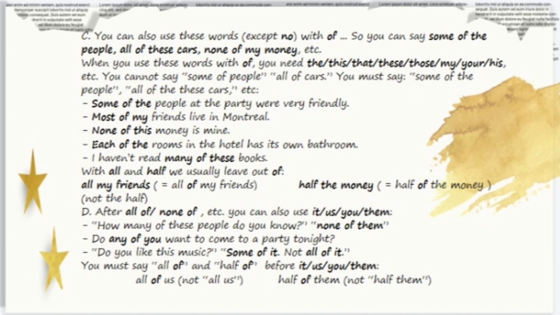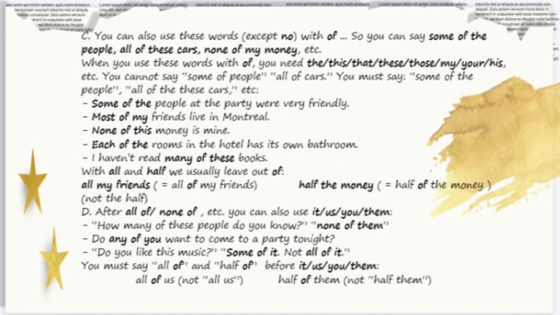So with all and half, we usually leave out of. All my friends means all of my friends. Half the money means half of the money, not the half.